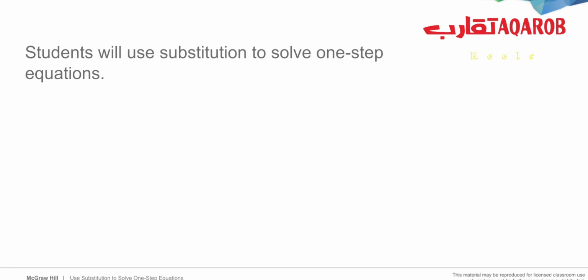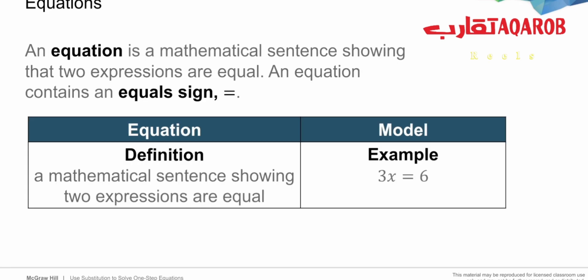To understand it well, let's remember together the meaning of an equation. An equation is a mathematical sentence showing that two expressions are equal, or equivalent. How can the equation show this? By using the equal sign between the two expressions. An equation contains an equal sign, and this is the main difference between an equation and an expression.